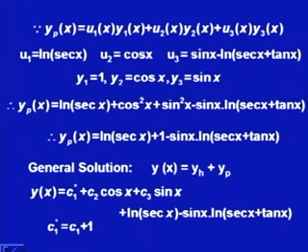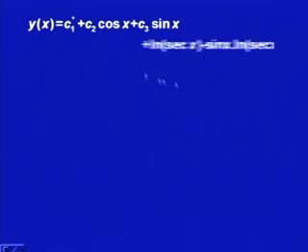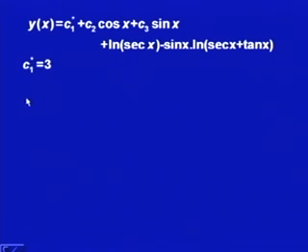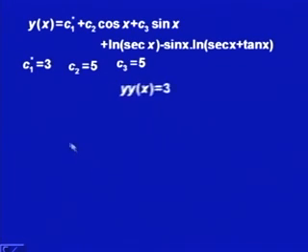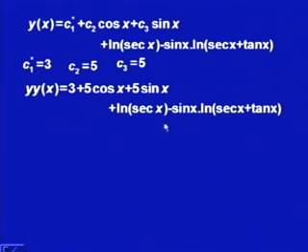Again, let us put certain values and see how they look in the graph. This is our general solution. If I choose C1 star as 3, where C1 star is C1 plus 1, whatever the value may be, C2 is 5 and C3 also 5. I am denoting this solution by yx. So, this should be 3 plus 5 cosine x plus 5 sin x plus these terms, log sec x minus sin x times log sec x plus tan x.